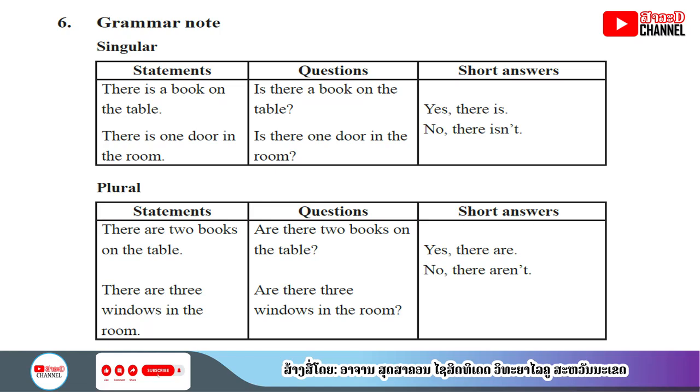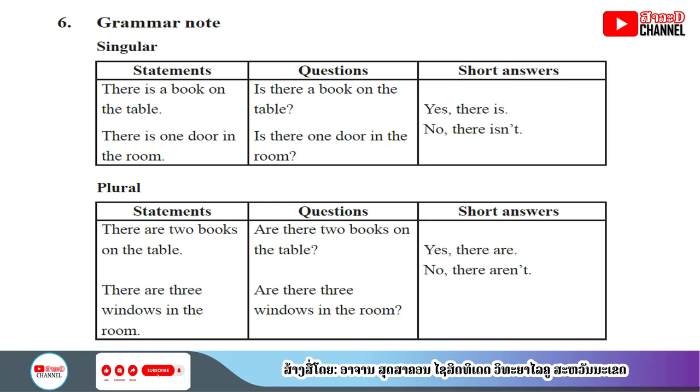Exercise 6. Grammar note. Singular. Statements. There is a book on the table. There is 1 door in the room. Questions. Is there a book on the table? Is there 1 door in the room? Short answers. Yes, there is. No, there isn't. Plural. Statements.